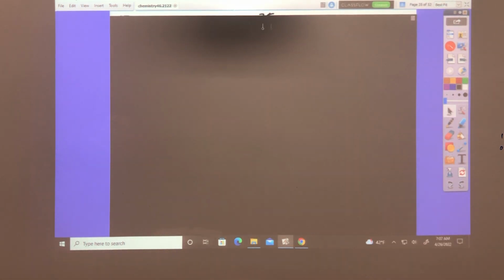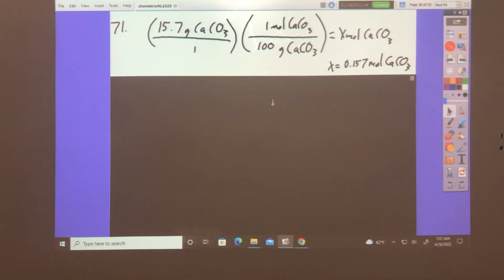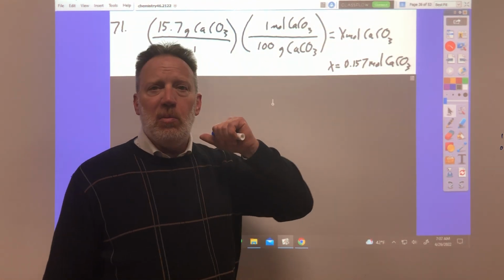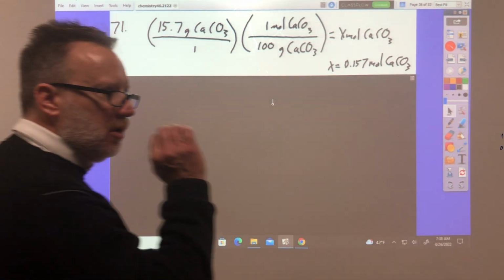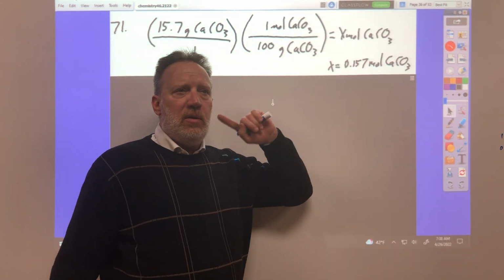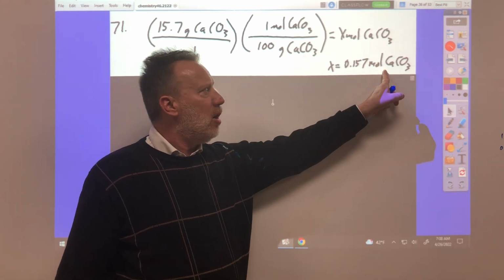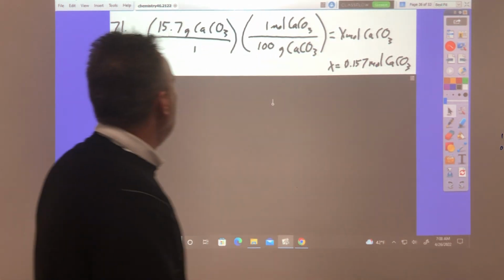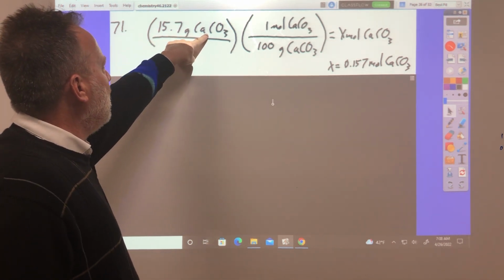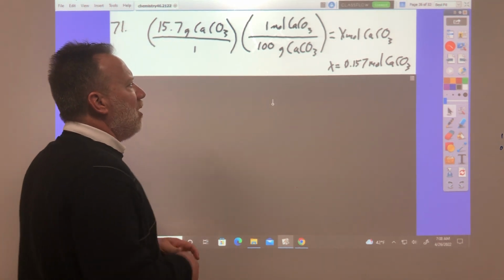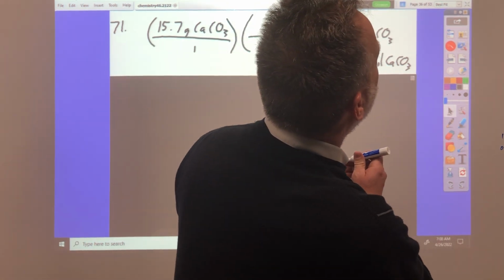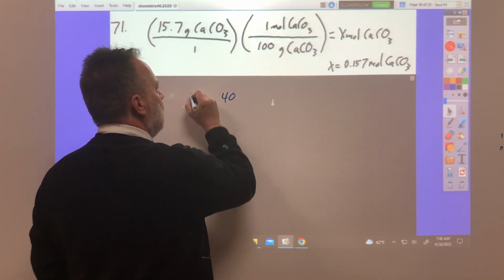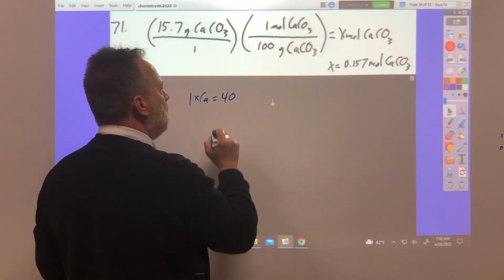But we'll play ball. Okay, first, you have to get moles, because I think this question was molarity. Molarity is moles of solute over liters of solution. So we need moles of solute. Calcium carbonate is our solute. We have to convert it to moles. So 15.7 grams of calcium carbonate, and I'm dividing by 100 grams. Remember from the periodic table, calcium is 40 and change. So there's 1 calcium times 40.